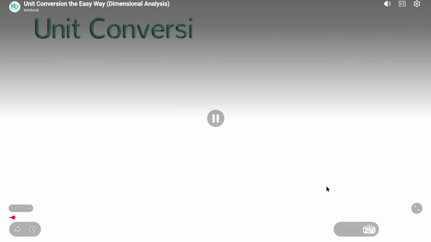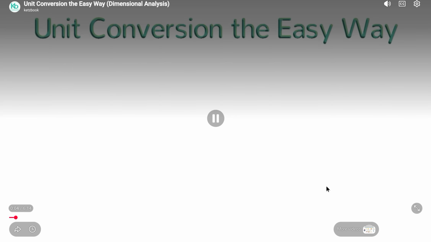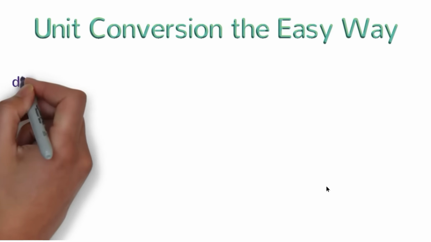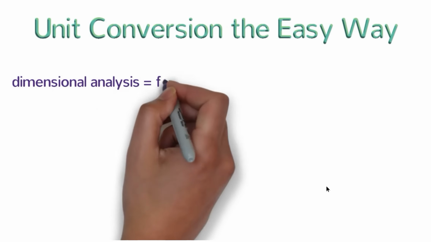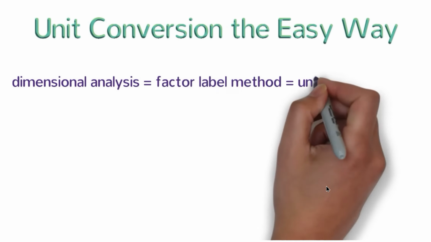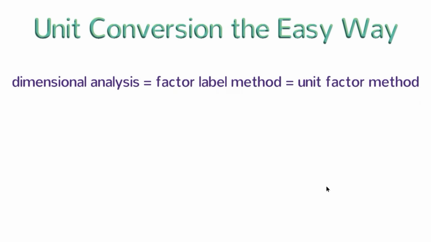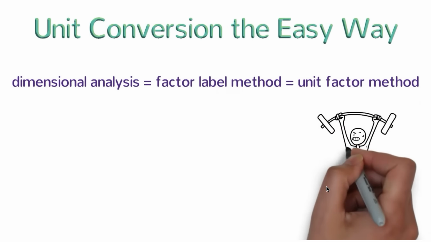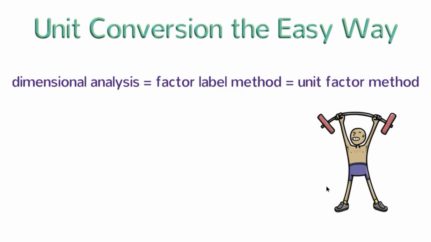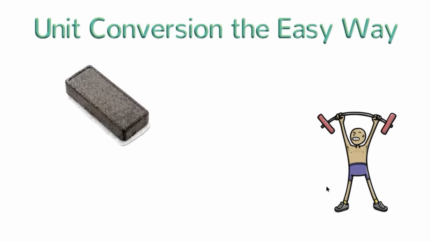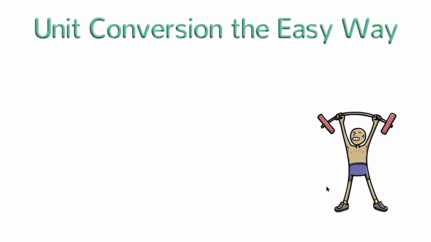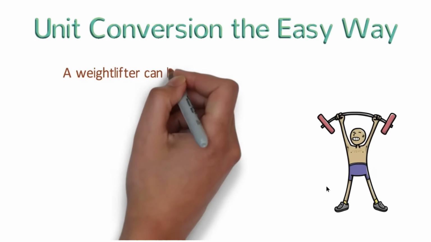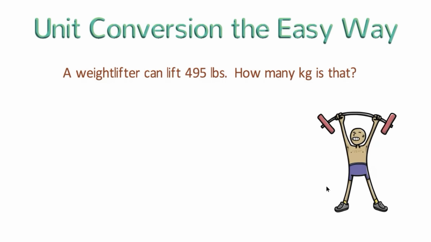Learn unit conversion the easy way. The method that we will be using to convert between units is known as dimensional analysis, or the factor label method, or even the unit factor method. But what we call it really doesn't matter. What matters is the fact that this is a versatile and powerful problem-solving technique. So let's just do this. We're going to start with a simple unit conversion problem. A weightlifter can lift 495 pounds. How many kilograms is that?